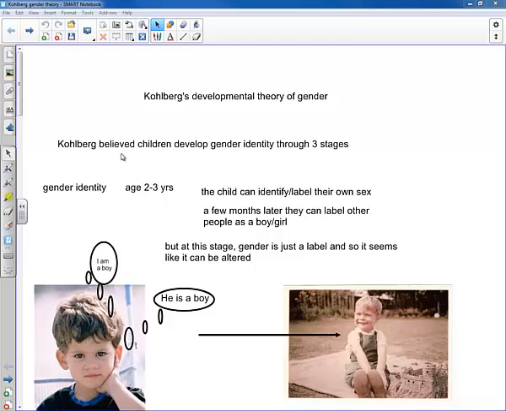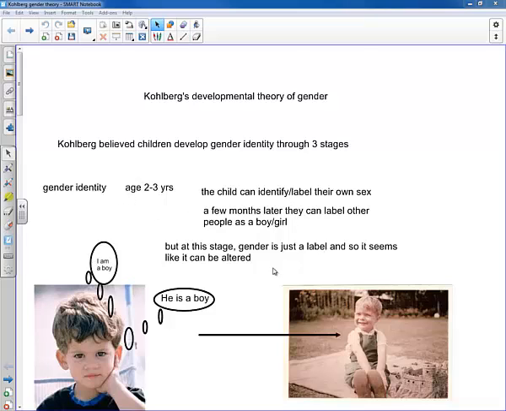Okay, so I'm just going to explain how you would outline the descriptive fact knowledge bit of the essay. Kohlberg believed children develop gender through 3 stages. You need to clearly label them, identify them, and outline them very clearly. First one is gender identity, roughly about 2 to 3. Here the child can label or identify their own sex, and at some stage they will also be able to label another child as a boy or a girl. So at gender identity they can label boys and girls, including themselves.